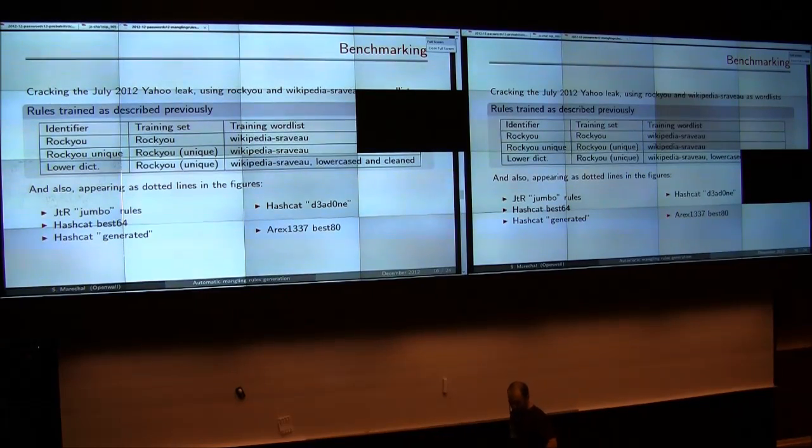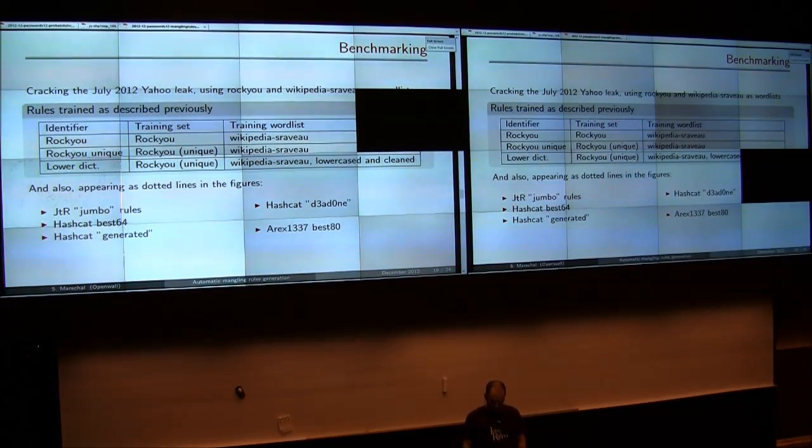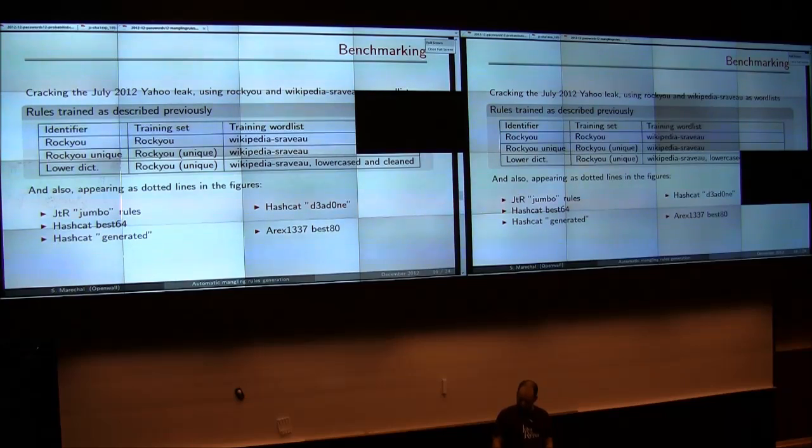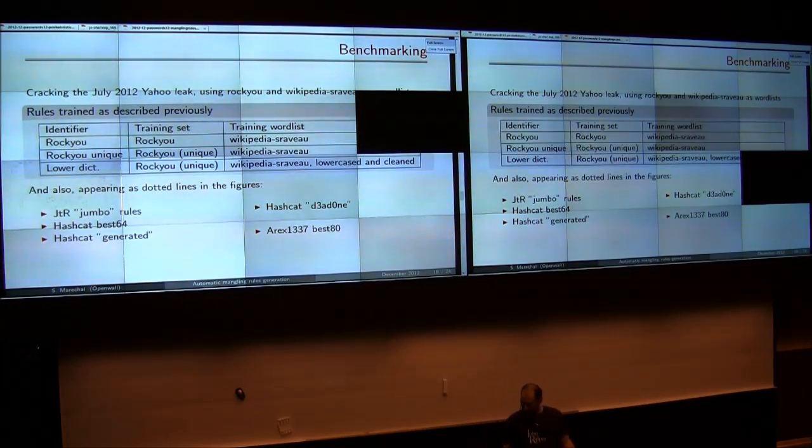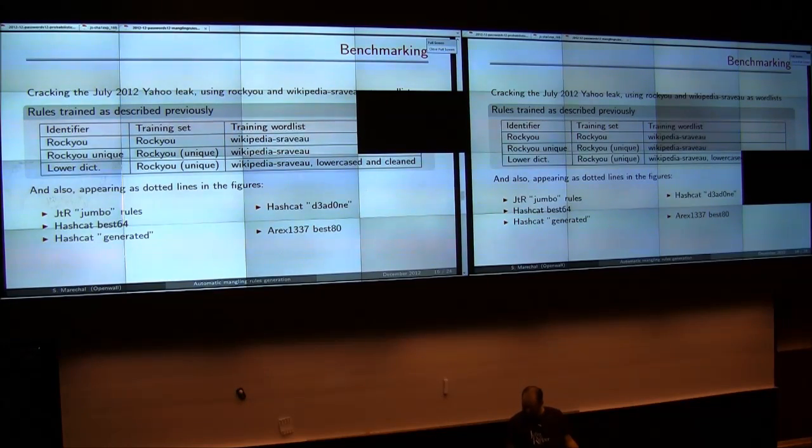So for the benchmarks, I have 3 sets of rules, which have been trained with different training sets and word lists. Basically you have those 3 sets. One is computed with RockYou as the set of passwords and Wikipedia as the word list. The second has RockYou with unique passwords, and the third is with unique passwords for RockYou and the cleaned up word list.